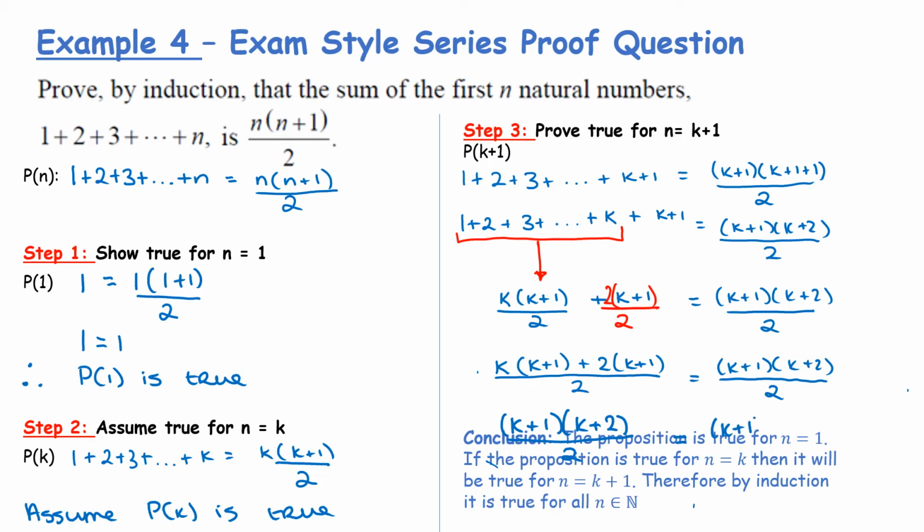So that has saved us about 3 lines just by spotting, and I'll highlight it here. So by spotting that k plus 1, that bracket is the same, we are now going to be able to say, therefore, k plus 1 is true. And last step, we'll just put in our conclusion.